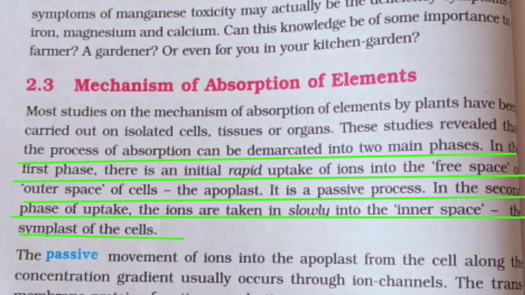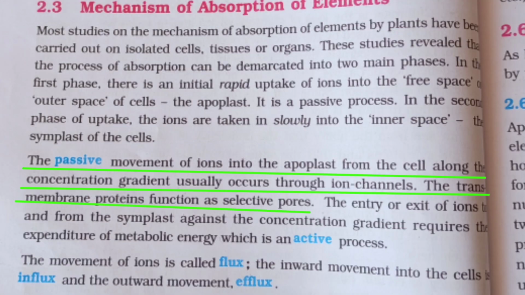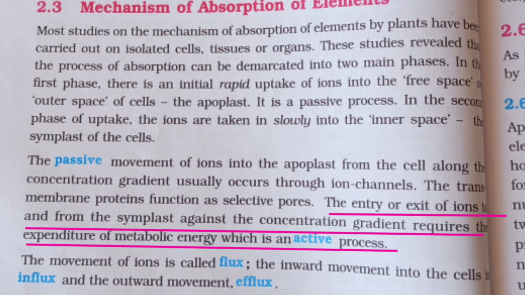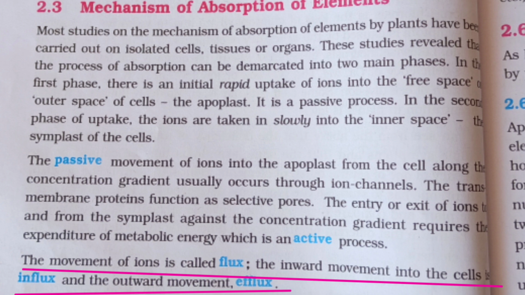cell. The passive movement of ions into the apoplast from the cell along the concentration gradient usually occurs through ion channels. The transmembrane proteins function as selective pores. The entry or exit of ions to and from the symplast against the concentration gradient requires the expenditure of metabolic energy, which is an active process. The movement of ions is called flux. The inward movement into the cells is influx and the outward movement is efflux.